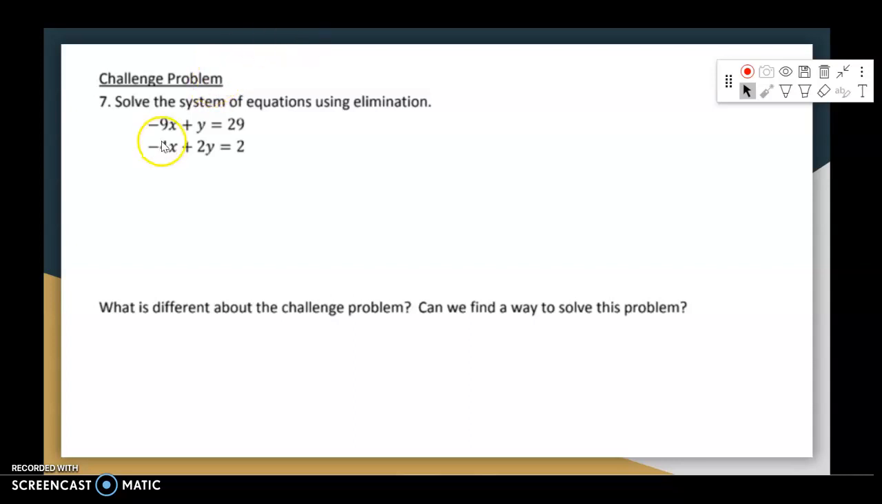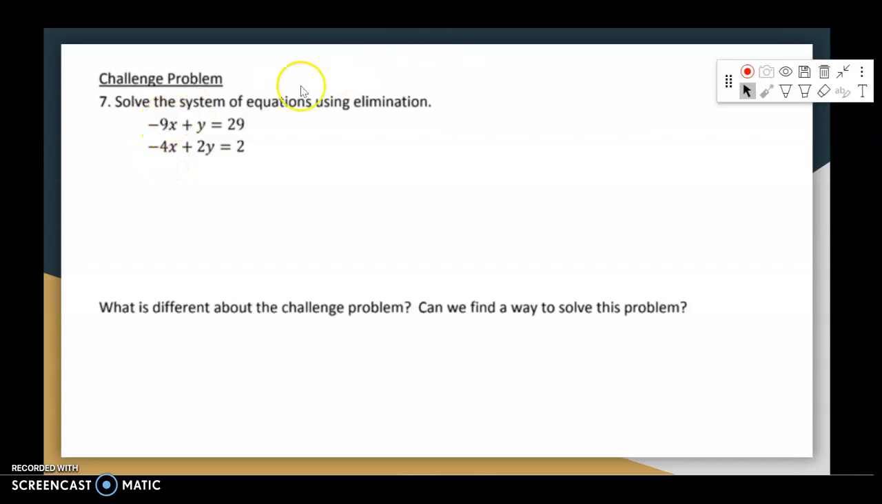I want you to solve this system of equations with elimination. Negative 9x plus y equals 29, and negative 4x plus 2y equals 2. So remember, the goal behind elimination is to add the column, either the x column or the y column, and get 0 after you're done adding it, because the two numbers that you're adding add up to 0.